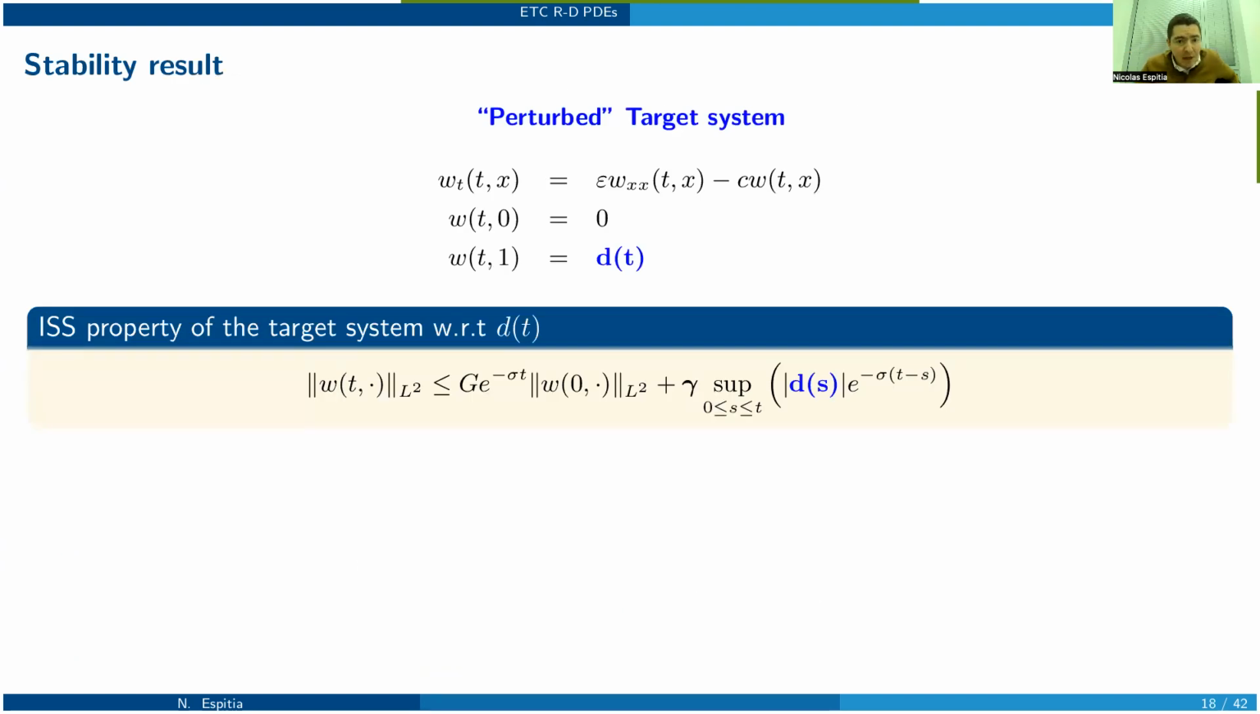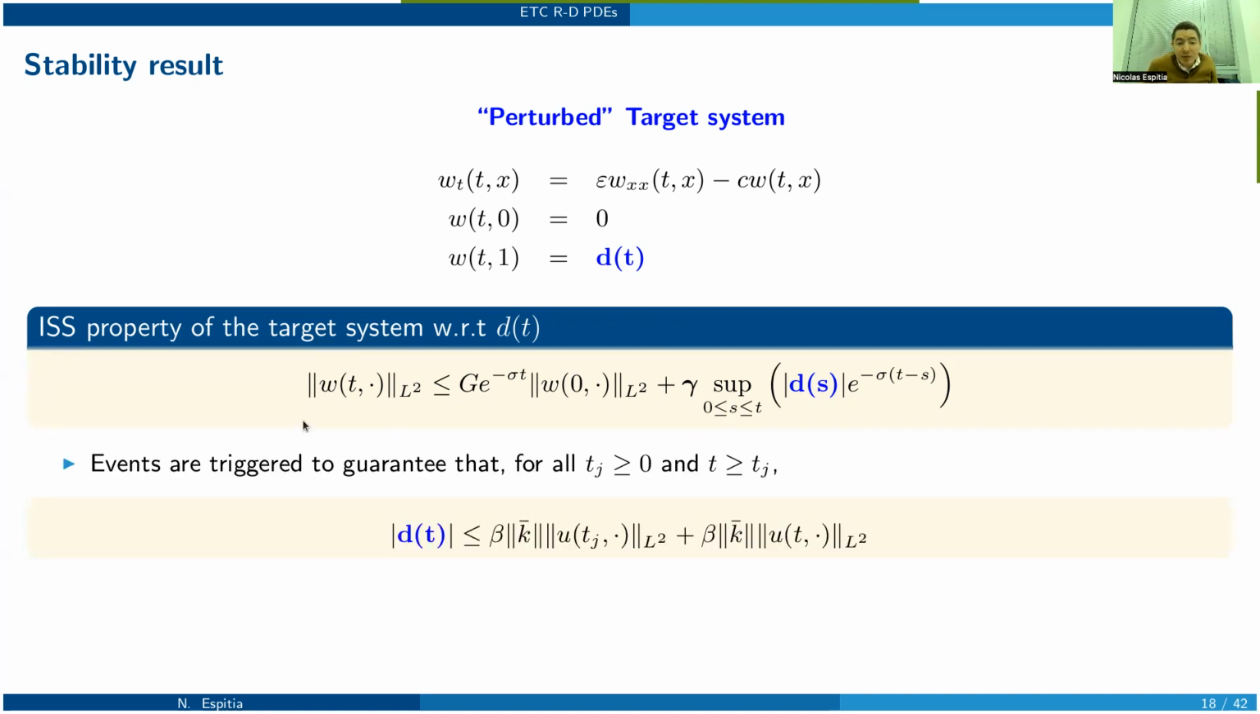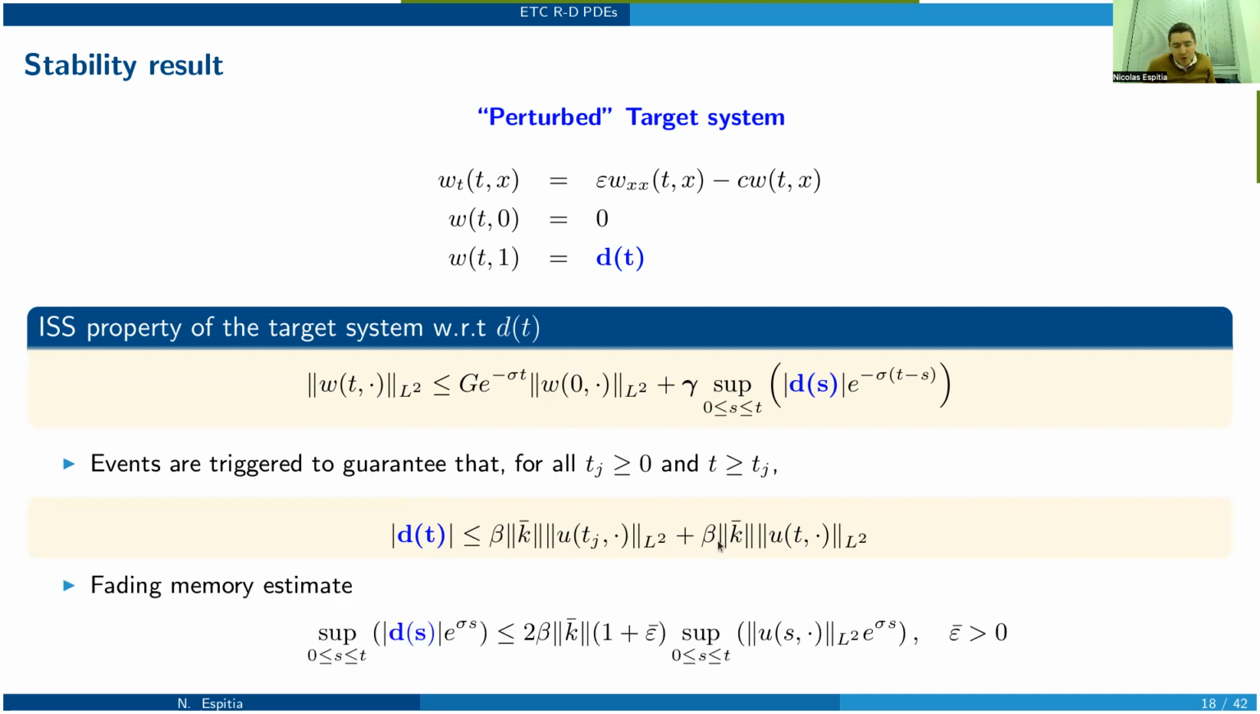Regarding the stability, we build on the target system, what I call the perturbed target system. We know now that this target system is ISS with respect to D, and we use the triggering condition because it guarantees that this inequality holds. So we want to keep the error when sampling small enough, right? We use also a fading memory estimate and some other computations, and we enforce this inequality that we replace here.